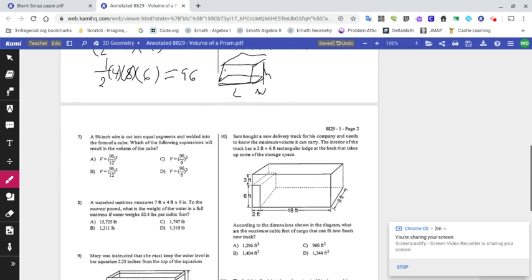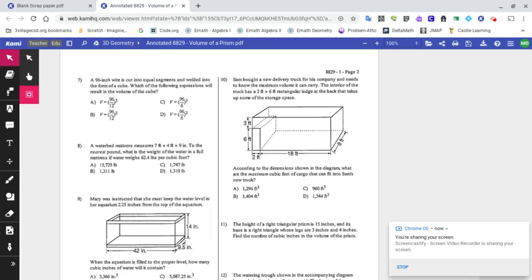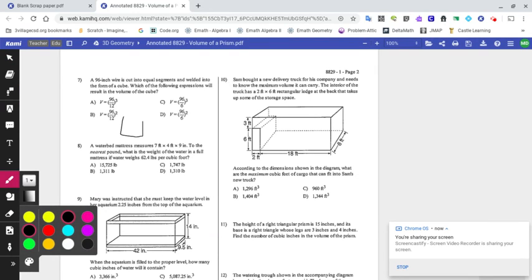Now number 7. A 96-inch wire cut into equal segments and welded into the form of a cube. So the cube looks like this. Each edge of that cube is going to be made up of wire. It looks like this, and these are the edges that you can't really see, the back edges. All right, so how many total edges are there on this cube? Think about that.